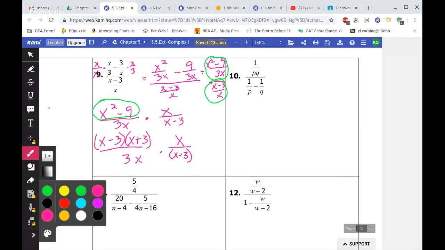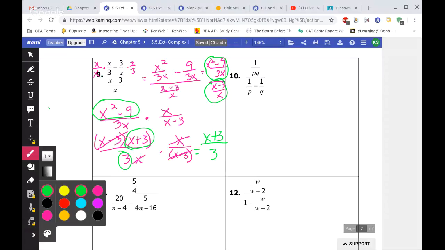And now let's look at what we can cancel. Remember, you can cancel vertically or diagonally. Diagonally, we see the x's cancel. And diagonally, we see that x minus 3 and x minus 3 cancel. So we have a 3 left at the bottom, and we have an x plus 3 left at the top. So our final answer is going to be x plus 3 over 3.